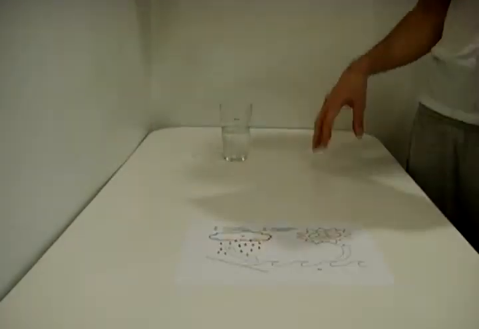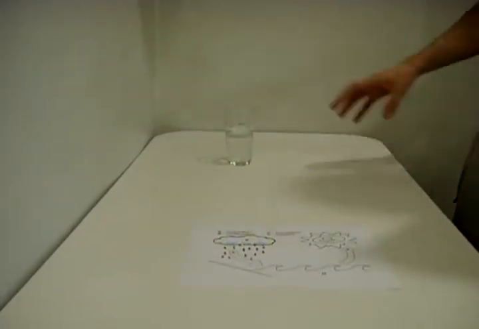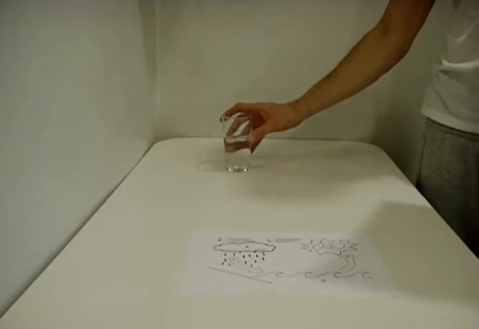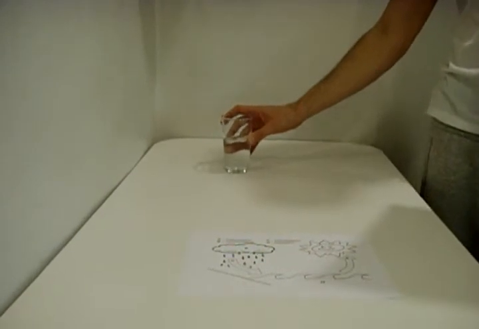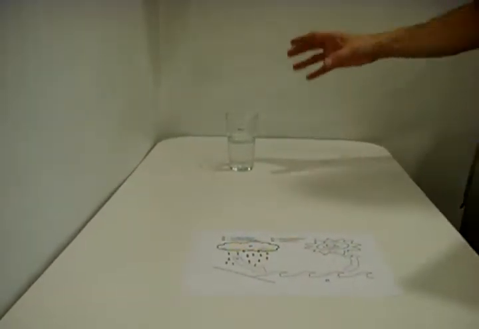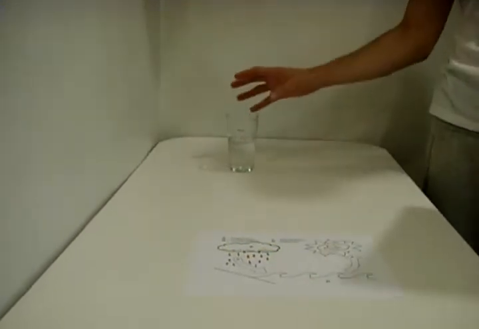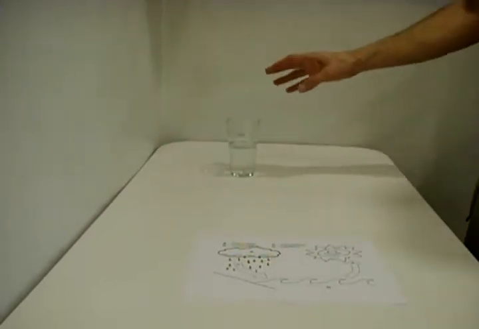Today we're going to be learning about the water cycle. Now, how old do you think the water in this glass is? The water in this glass has pretty much been around since the beginning of the earth. Now, how can that be, you say?